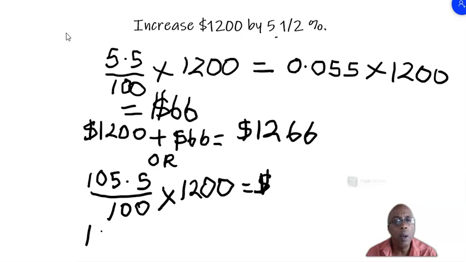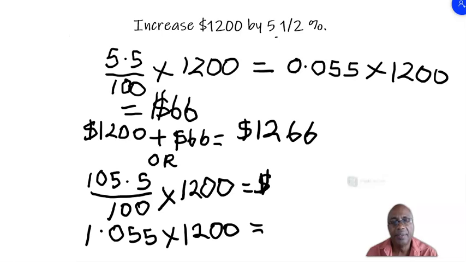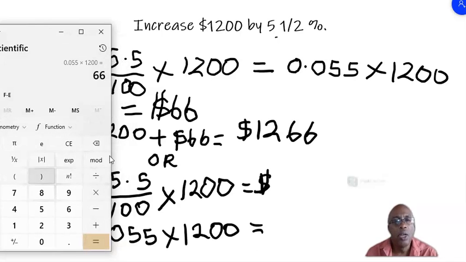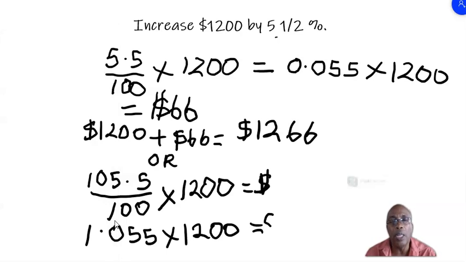To get 1.055 times 1200, so 1.055 times 1200 equals, and you get the $1,266 one time. So that's the preferable thing to do when you're looking at a percentage increase or a percentage decrease.